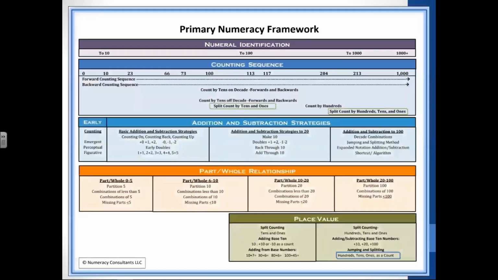So again, the primary numeracy framework, it is organized where the more basic numeracy skills are at the top. So if you take a look at numeral identification, counting sequence, addition, subtraction, part, whole, relationship, and place value. And the way it works, goes from left to right. Left are the easier skills, and as the skills progress, it gets more difficult as it goes to the right. But what this document really is, it is your standards, okay?